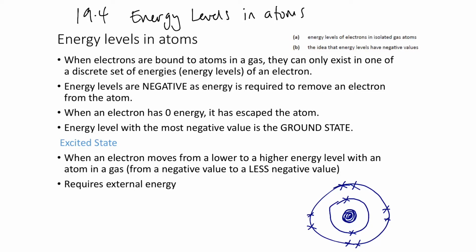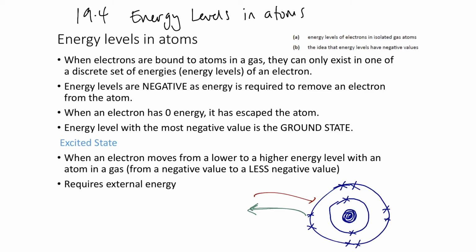We also would say energy levels are negative. So if we wanted to move one of the electrons, let's say this one, if we wanted to move this electron away, we would have to put energy in. So energy levels are negative as you need to put energy in. Energy is required to remove an electron from the atom. So energy would go in and the electron then would be able to move out.